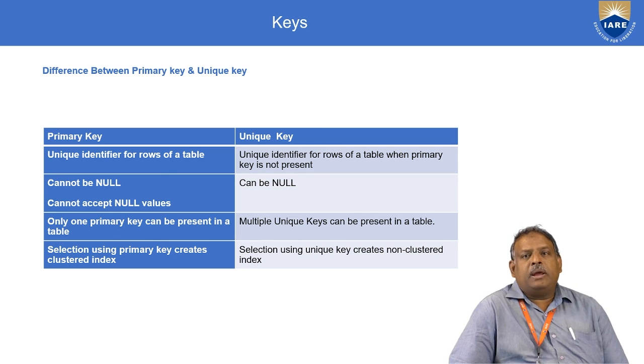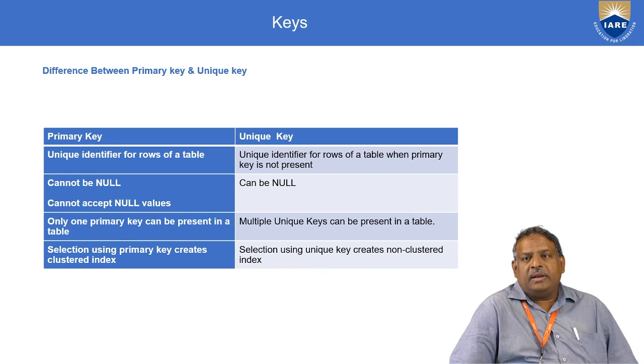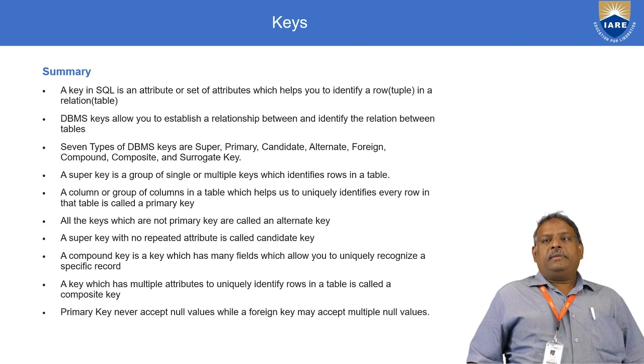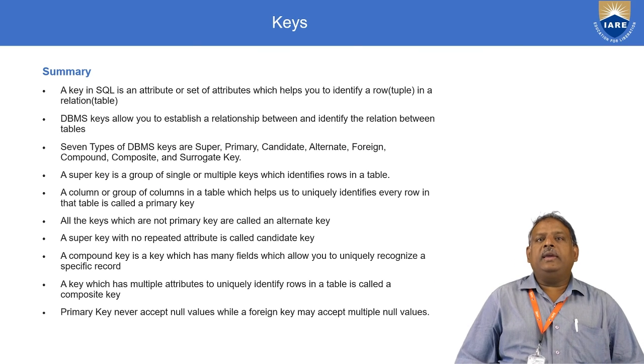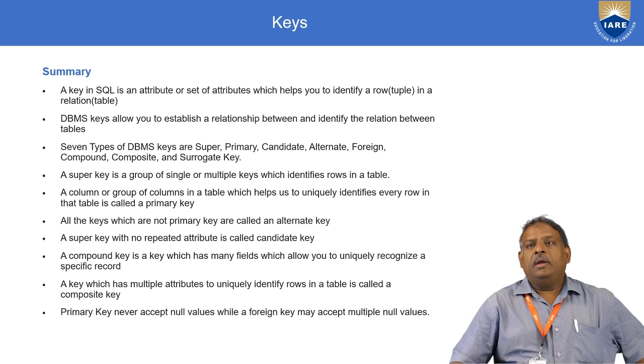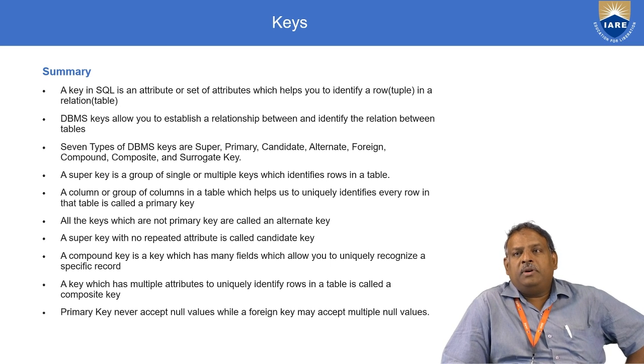The selection using a primary key creates a clustered index. The selection using a unique key creates a non-clustered index. When you create a primary key, a clustered index is automatically created. When you create a unique key, a non-clustered index is created. Let us see the summary of keys. A key in SQL is an attribute or set of attributes which helps you to identify a row in a table. DBMS keys allow you to establish a relationship between and identify the relation between two tables.